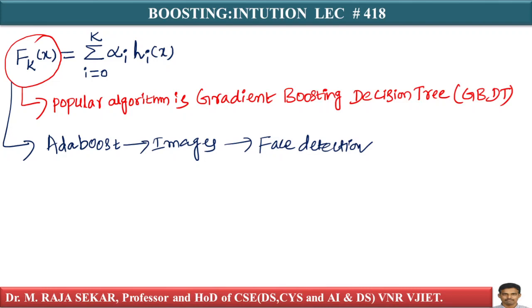The first very popular face detection algorithm, where given an image, it has to detect if there is a face and where the face is. It does not say whose face it is. It only detects that there is a face. This very successful face detection algorithm is basically applying AdaBoost on images.